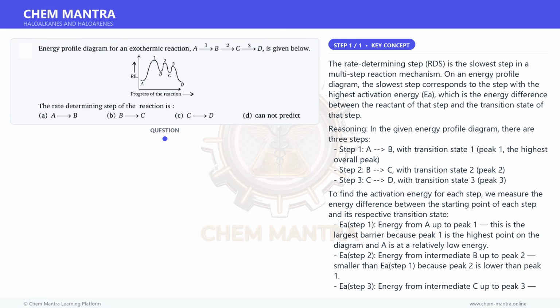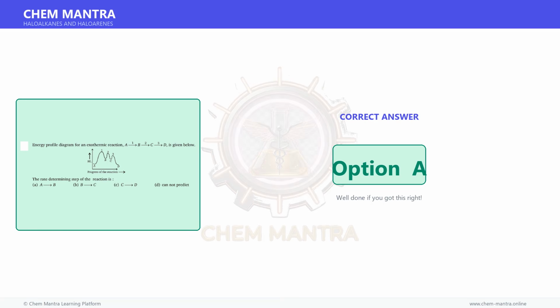D, cannot predict: we can predict the RDS from the diagram, it is clearly step 1. Therefore, the correct answer is option A.